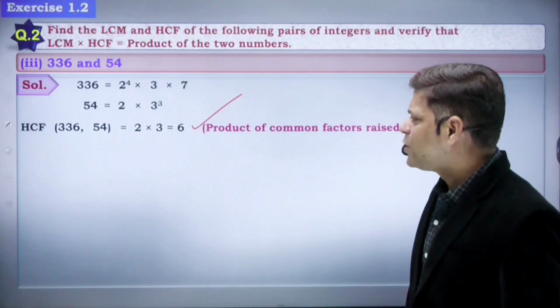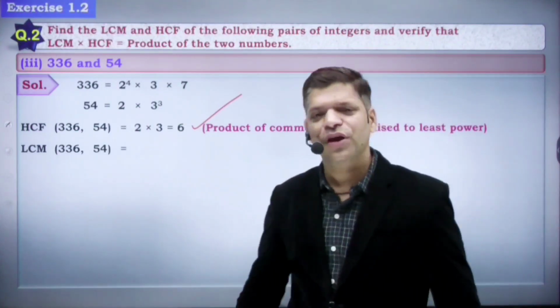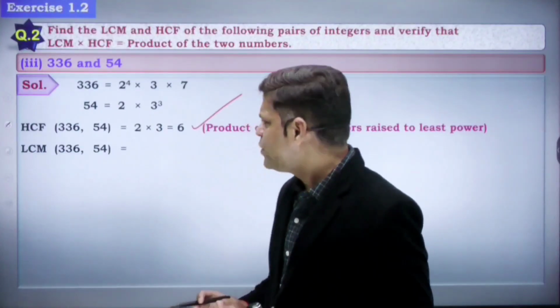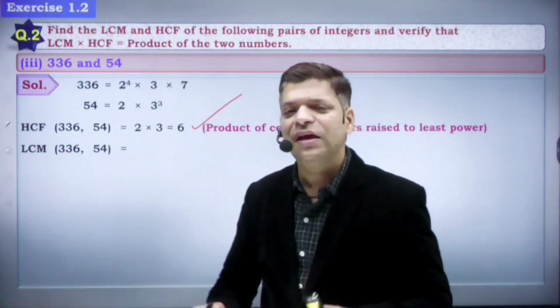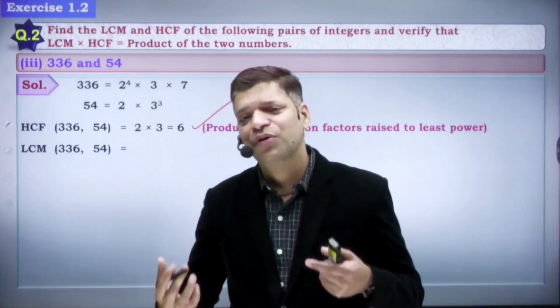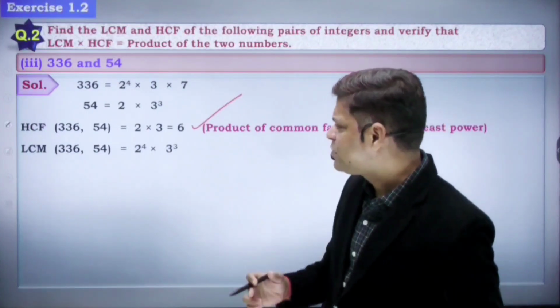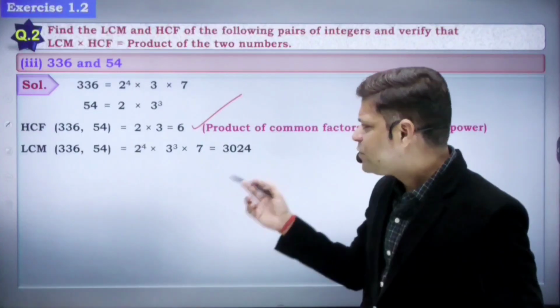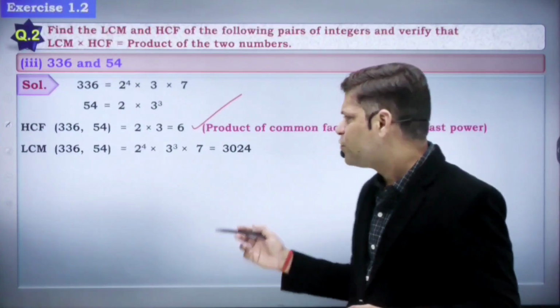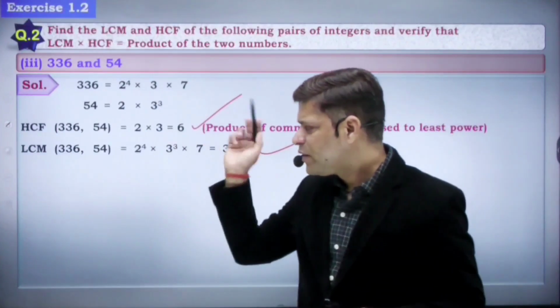And also the LCM of both numbers: we have to take all the prime factors, that is 2, 3, 7 with their highest exponent or highest power, that is 2 with the power 4, 3 with the power 3 and 7 with the power 1. So it will be equal to 3024. So we find the LCM is 3024 and the HCF is 6.